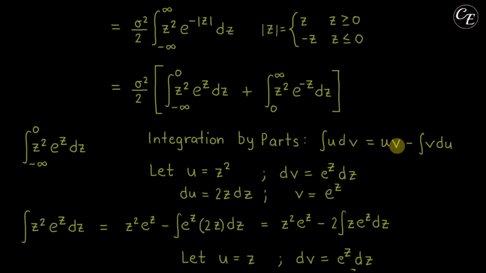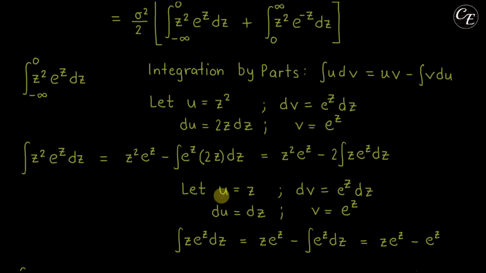Then uv will be this u, z squared, times this v, which is e raised to z. So we have here z squared times e raised to z. Then minus integral of v du. We have here v, which is e raised to z, then du, which is 2z dz. Then we can move this 2 to the left side and put this z in front of e raised to z. So we have here z times e raised to z. Then let us evaluate this again, integral of z e raised to z dz, using integration by parts.